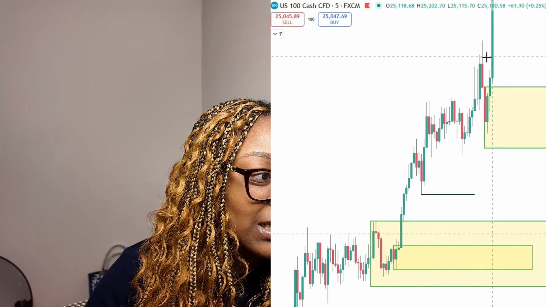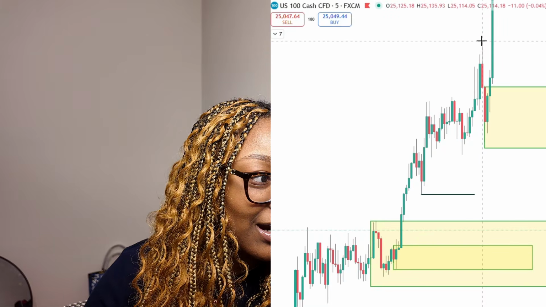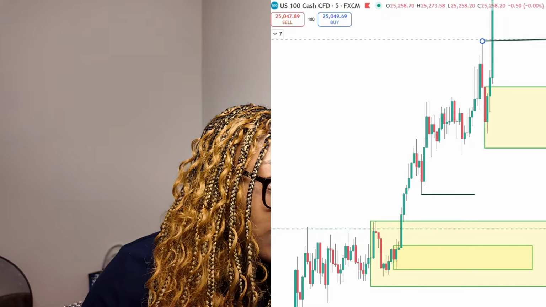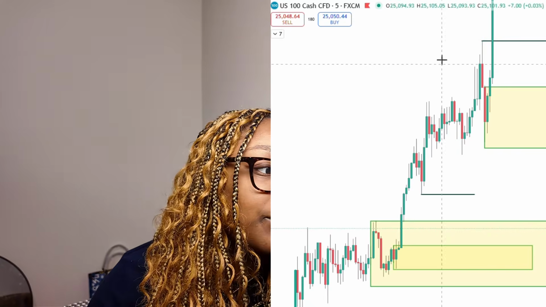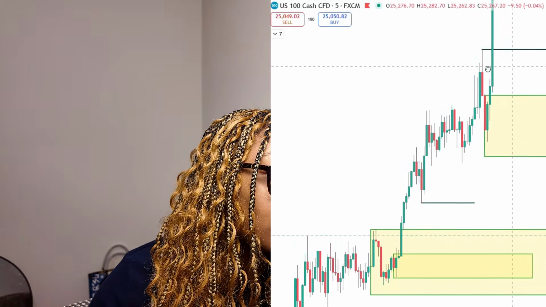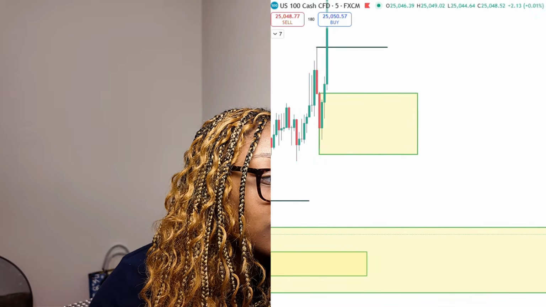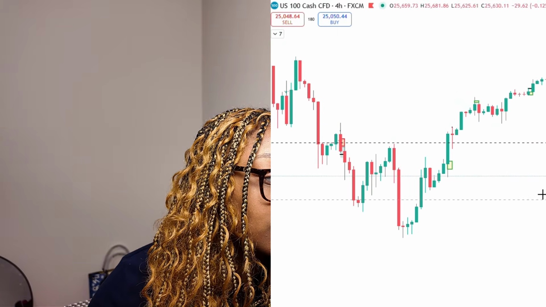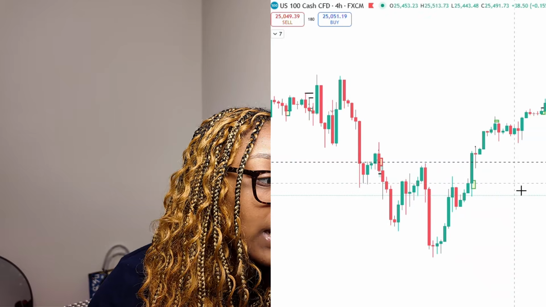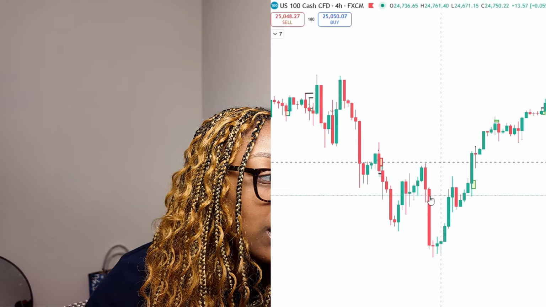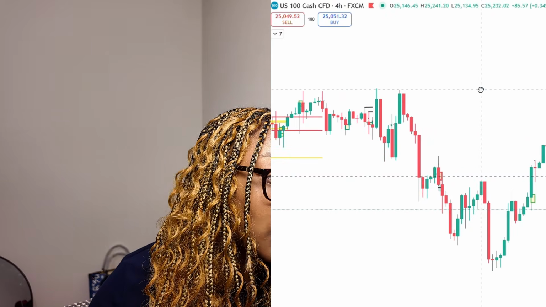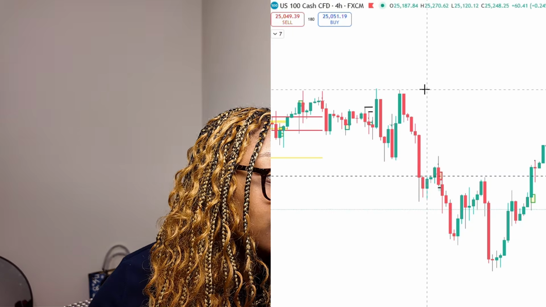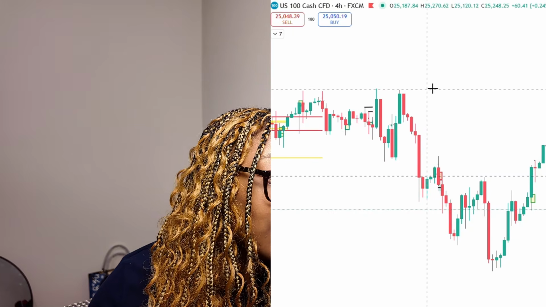Green stick, red stick, higher, high. There's liquidity sitting right there. Let's go on the 4 hour. Yes, there's liquidity down here as well, but it was already taken. So we're just going to look right here. Oh, boom. We got kind of equal lows.